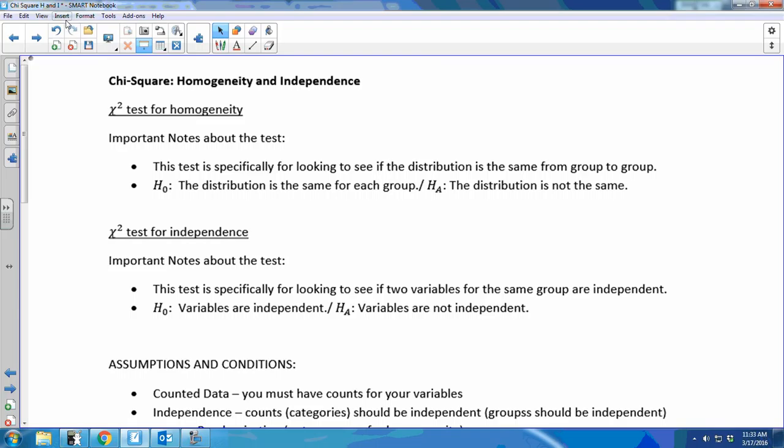Today we're actually going to do the test. So still a four-step process for a hypothesis test. The first thing you do is write the hypotheses. For homogeneity, you're looking to see if the distribution within or between the two groups is the same or not. So the null is the distribution is the same. The alternative is that it's not. For independence, you're looking to see if the two variables are independent or not. Make sure you keep that in mind.